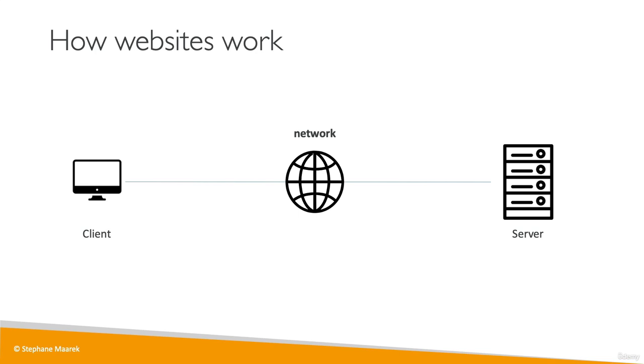Now for the clients to find the server and the server to find the clients, you need to have IP addresses. So a client has IP addresses and a server also has an IP address. And so the idea is that when you use an IP address, you can send a request to wherever you want, to the server you want, and the server can know how to find you back.